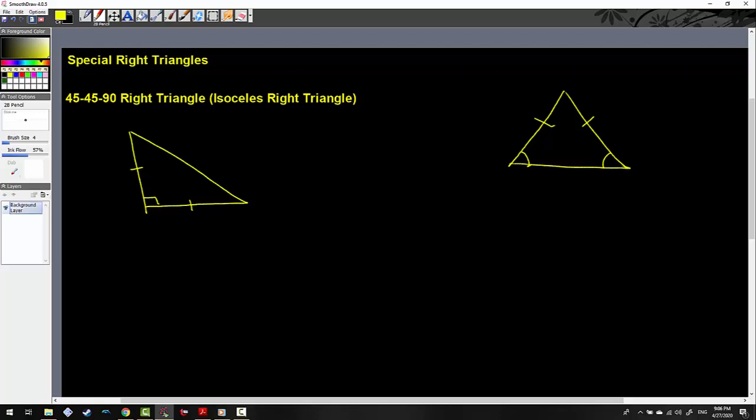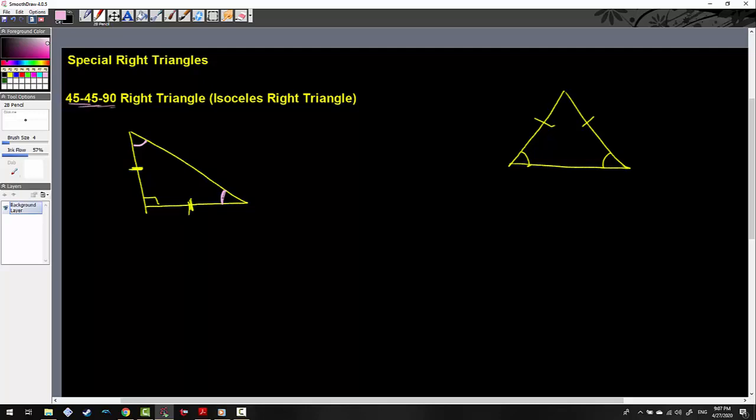So the reason why this is known as an isosceles right triangle here on the left side is because if these two sides are the same, then it stands to reason that the angles that are opposite would also be the same. So how does that tie into the title of this triangle?